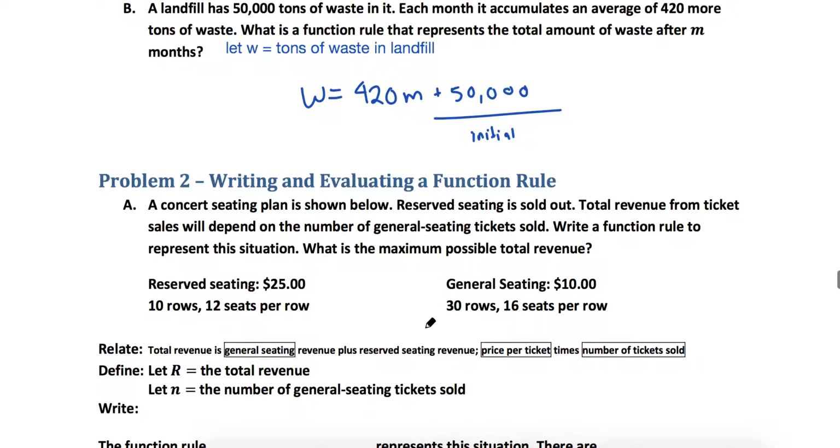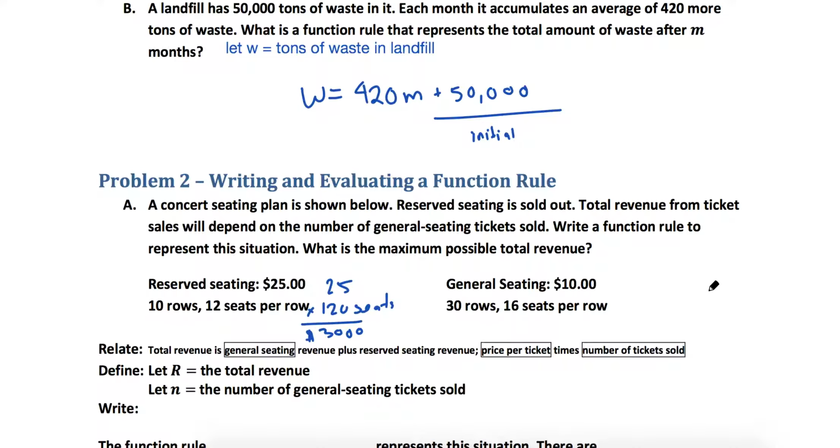All right, another example. It says a concert seating plan is shown below. Reserved seating is sold out. The total revenue from ticket sales will depend on the number of general seating tickets sold. So write a function rule to represent the situation. What is the maximum possible total revenue? So in the reserved seating, we have sold all these. So we really just need to figure out how much money we've already acquired. So there's 10 rows and 12 seats. So that's 120 seats sold. And at $25 apiece, we can total that there are $3,000 in sales already.